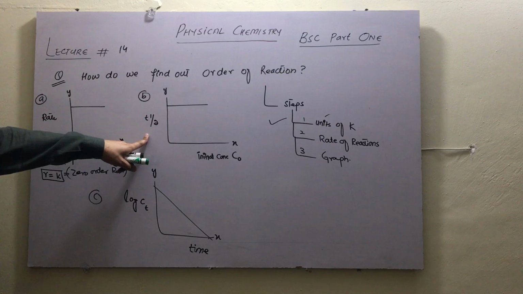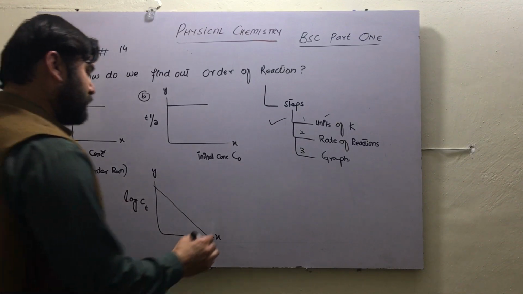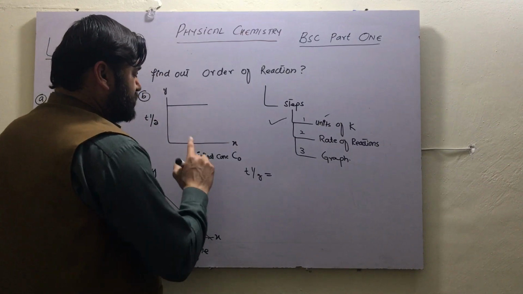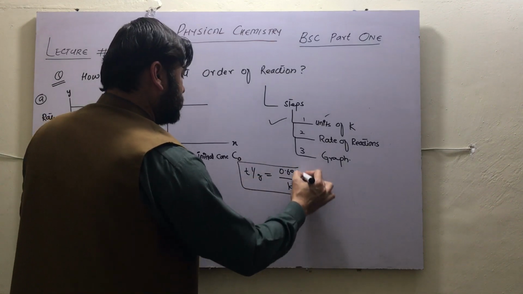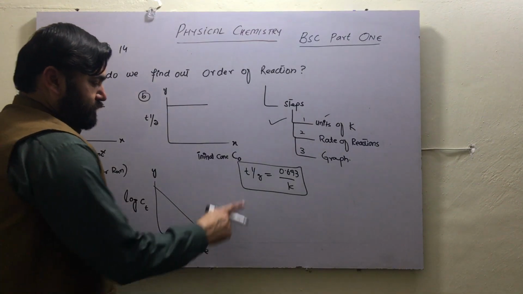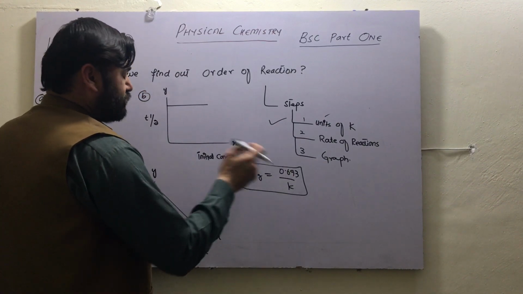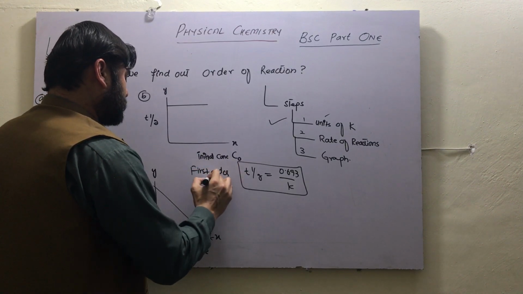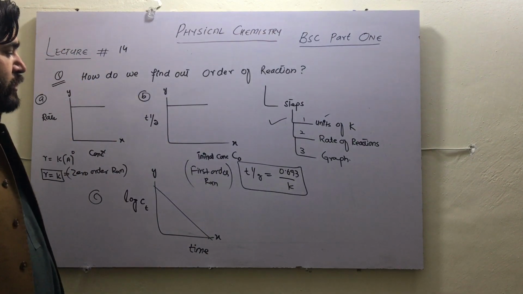Now let me revise what the value was in the previous video. The half-life t half was 0.693 divided by k. That was the value we derived in the previous video. You can go to my playlist on chemical kinetics and see that value. This does not depend on the initial concentration, so that's why it is first order. There is no concentration dependence over here.